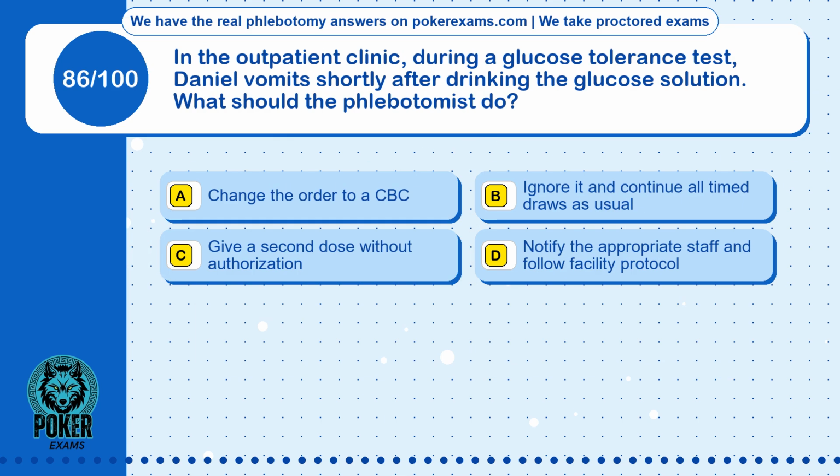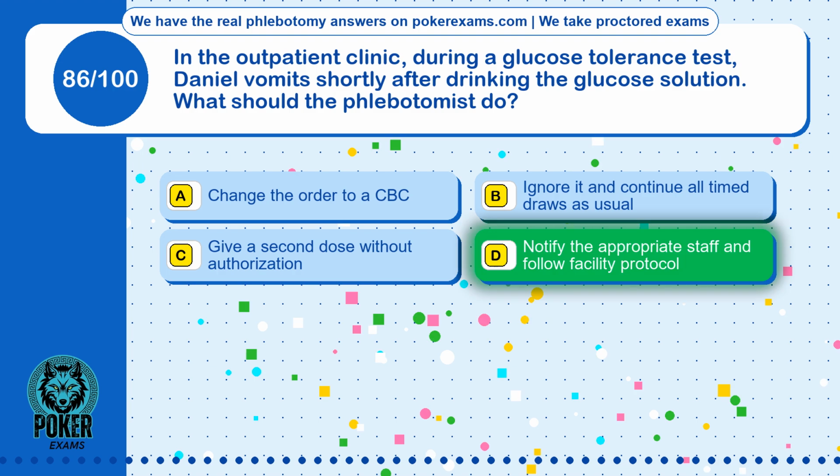Question 86. In the outpatient clinic, during a glucose tolerance test, Daniel vomits shortly after drinking the glucose solution. What should the phlebotomist do? Option A. Change the order to a CBC. Option B. Ignore it and continue all time draws as usual. Option C. Give a second dose without authorization. Option D. Notify the appropriate staff and follow facility protocol.